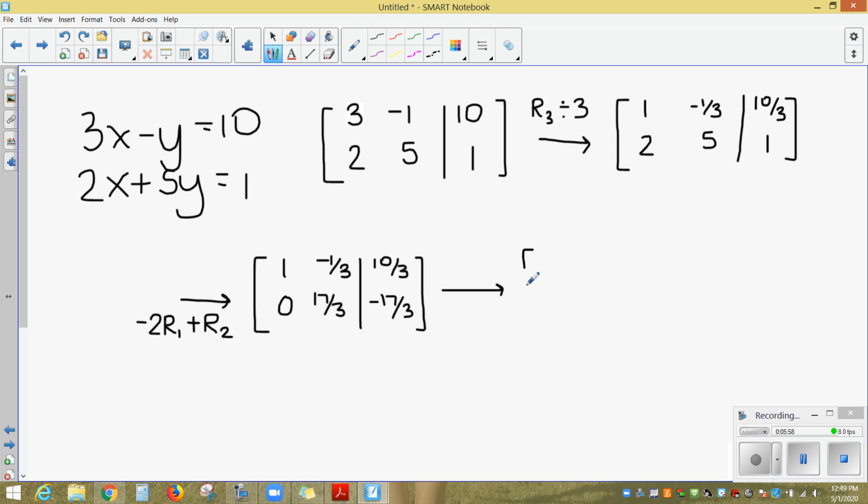Most of the systems that we work with in our textbook have nice integer value solutions. Not all of them, but most of them. Which means we should see some common numbers and factors here as we go along.